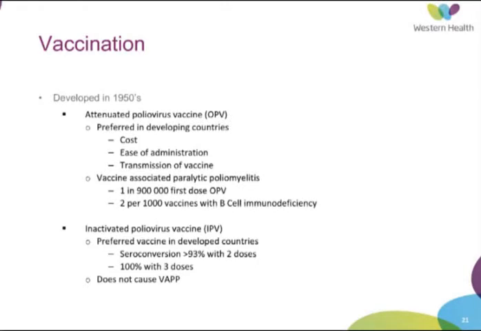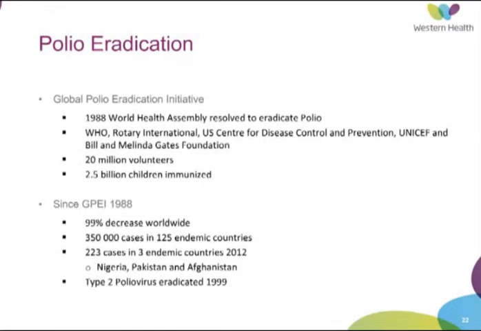So the polio eradication program, this is a great success, I suppose, of modern medicine. In 1988, the World Health Assembly resolved to eradicate polio, and this was off the back of the smallpox eradication in 1980. This is a combined project from the World Health Organization, Rotary International, US CDC, UNICEF, and then the Bill and Melinda Gates Foundation have been big sponsors. There have been 20 million volunteers worldwide providing these vaccines, and they've immunised over 2.5 billion children. Since the introduction of this program in 1988, there's been a 99% decrease worldwide of acute polio infections.